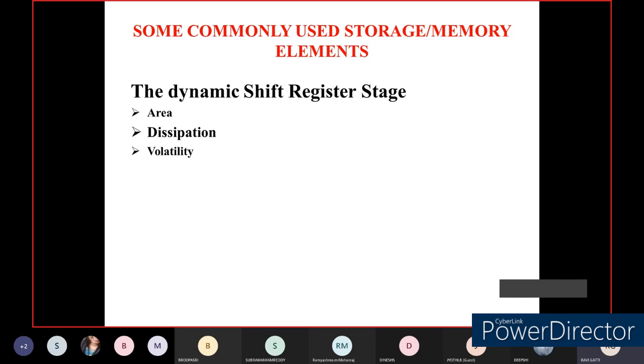This dynamic shift register mainly focuses on three important parameters. The first one is area, the next one is power dissipation, and the third one is volatility. Area is the area occupied by each single element, which is responsible for the size of the memory element we are going to implement. The area consumed by a single unit cell has to be designed properly so that the overall n-bit shift register falls within a miniature size.